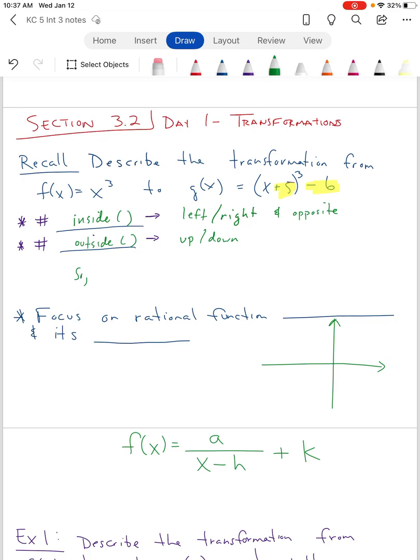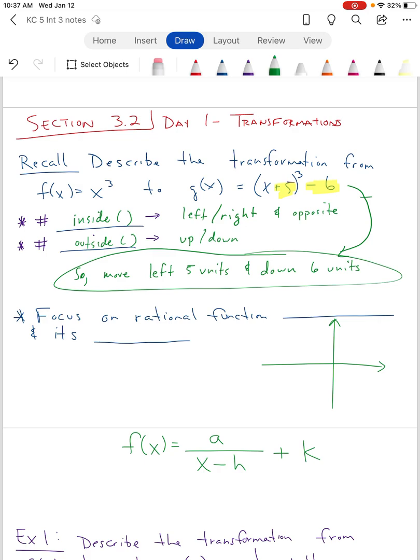So, for example, this function right here will move left 5 units and down 6 units, which would be my final answer.